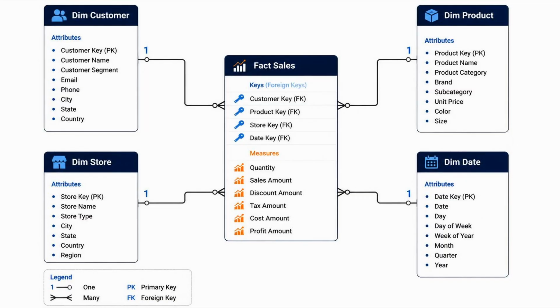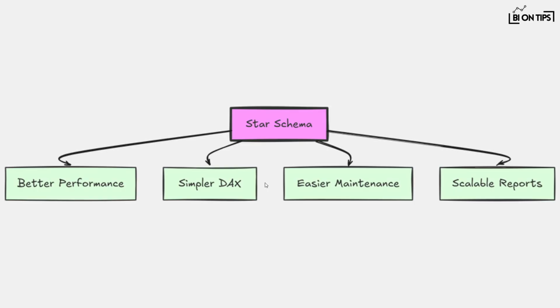When you look at the model visually, it starts to look like a star, and that's where the name star schema comes from. So this structure is widely recommended for Power BI because it makes the model easier to understand, improves performance, simplifies filtering, and generally makes DAX calculations easier to write and maintain.